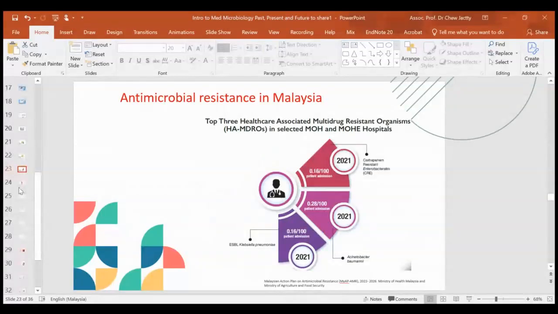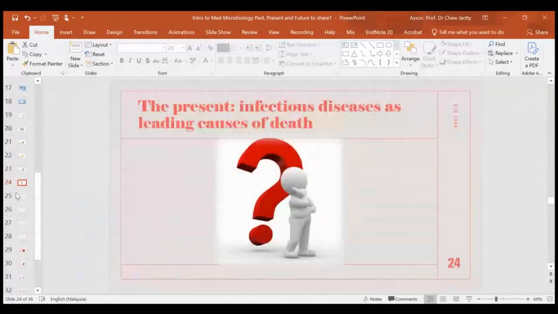And more data on this, I will not go into too much detail on AMR anymore. And if you think about this, what other infectious diseases are causing problems? So we talk about AMR, what else do we talk about? AMR is one big one. And we also talk about the common ones, like the emerging new infections or re-emerging microbes that require attention as a medical microbiology student.